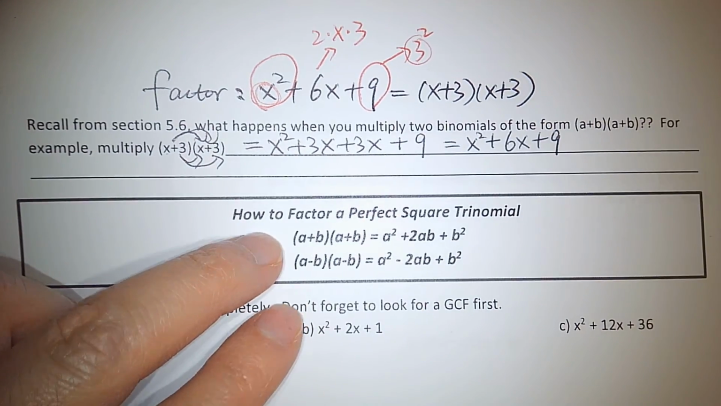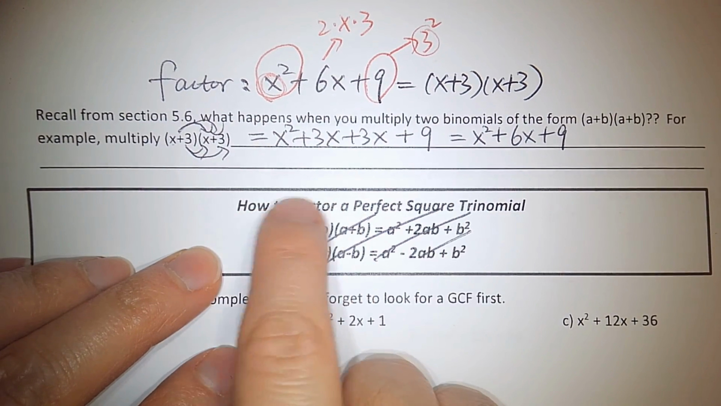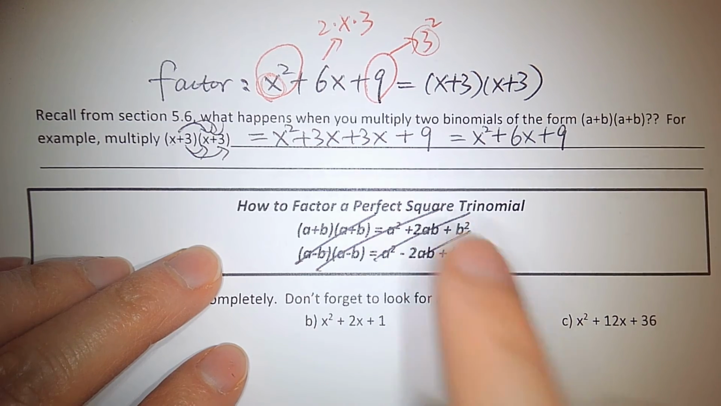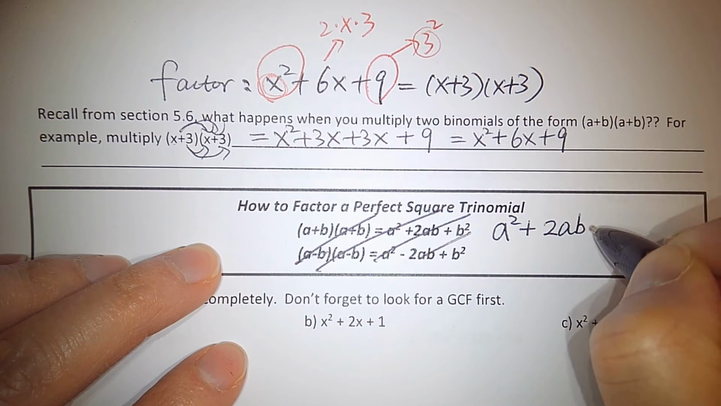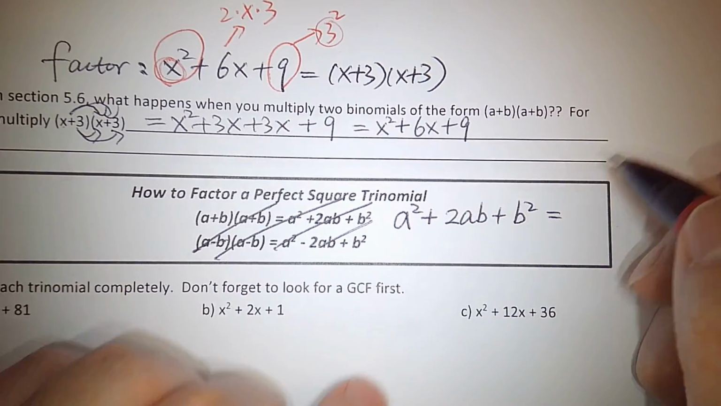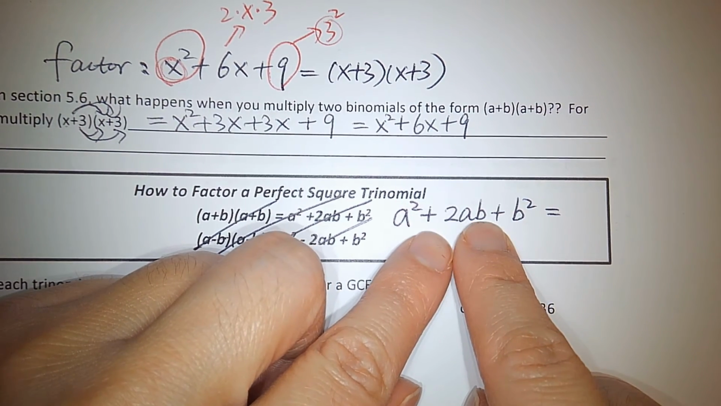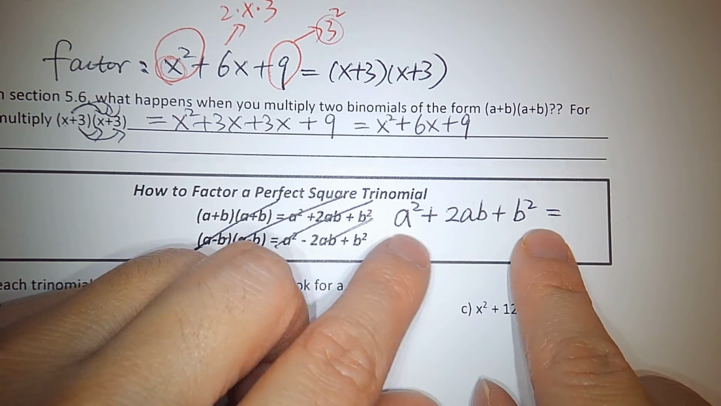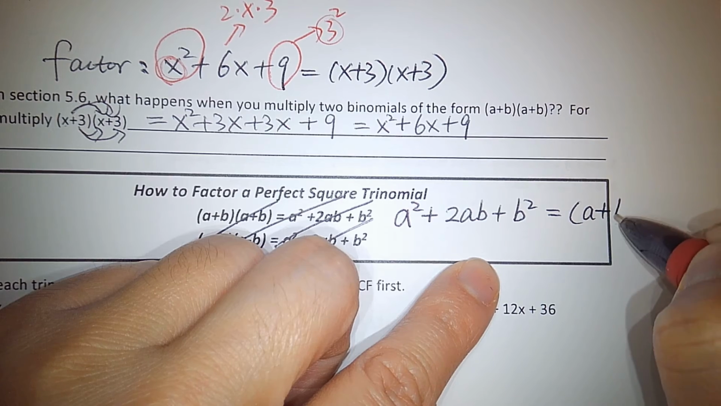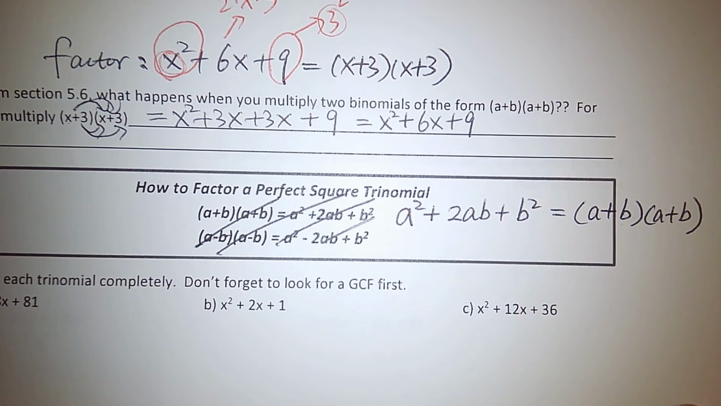So in general, everybody, I'm going to write the first formula. How to factor a perfect square trinomial? If we have a squared plus 2 times a times b plus b squared, then among the 3 terms, 2 terms are perfect squares, and the middle term is twice a times b. Then we can factor it as a plus b times a plus b. Okay?